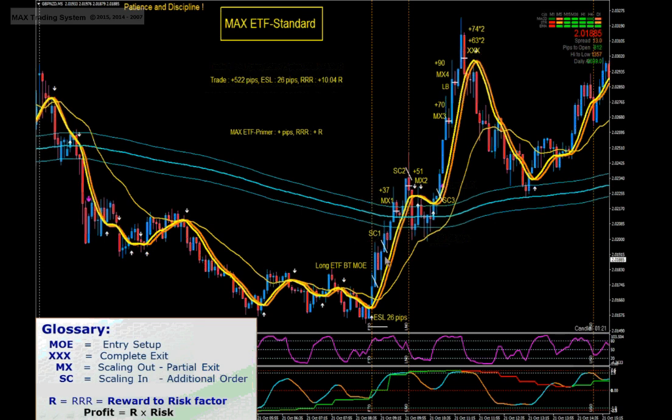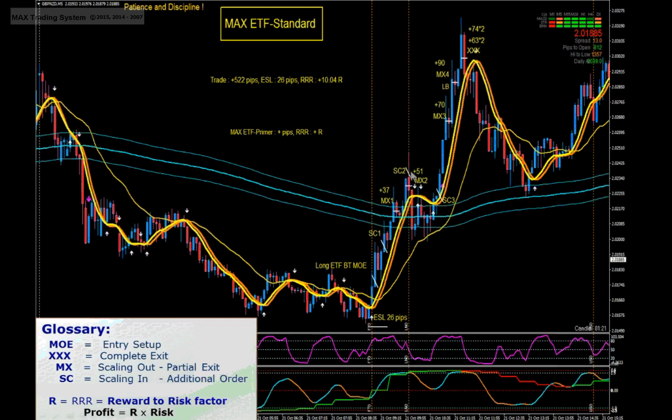So we make the entry. Later on, we have that entry as illustrated in the Max ETF Primer, and it will be considered as a scaling. A scaling consists in adding 2 additional units. So we add 2 units having the same size as the initial trade, and these 2 units will have the same stop loss as our initial trade. So at that moment, when we have made the scaling, we have 4 open units. When we make the MX, we close 1 unit. We are left with 3 open units.